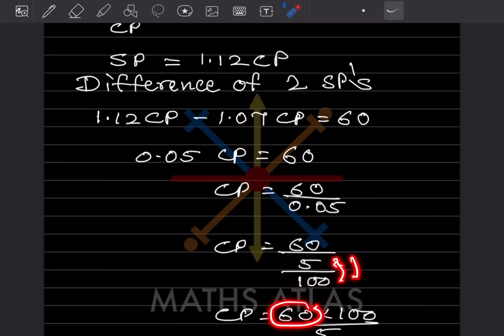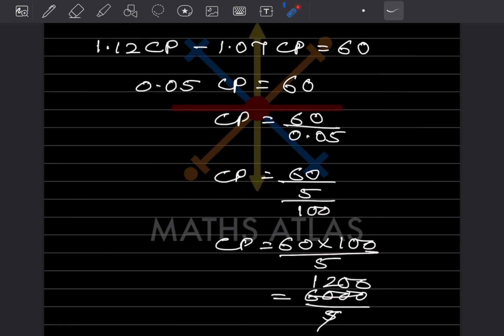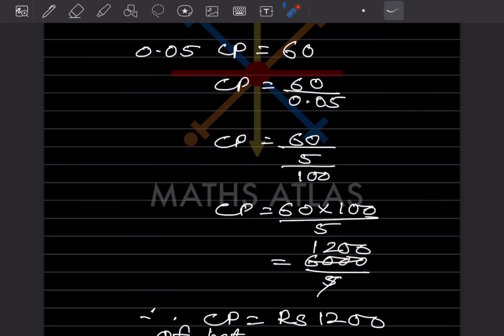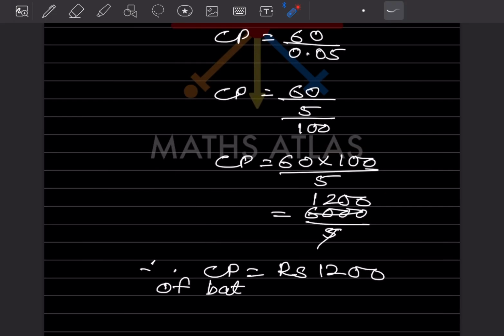And this will get flipped over. So that will be 100 by 5. So here it will be 6,000 by 5, that is going to be 1200. So we can say the CP of the bat is 1200 rupees.